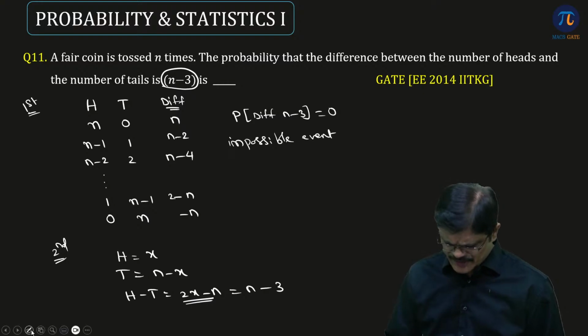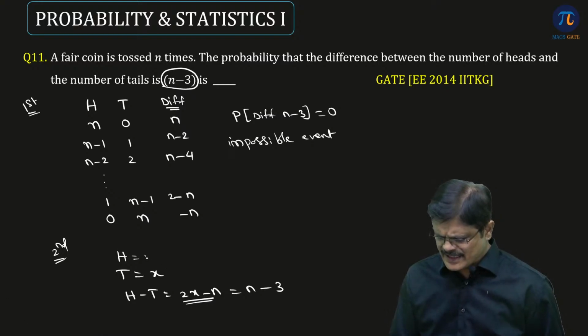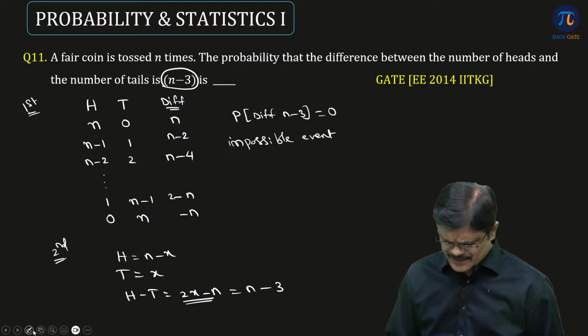You can make this way. Of course, this is also fine, but let us make it like this: x heads, then n minus x tails. See, the calculations are simple. That's why I'm doing it.